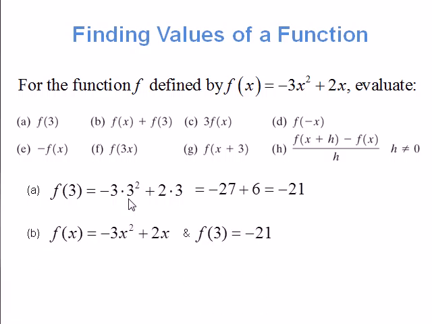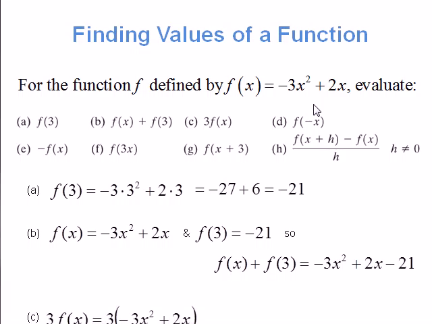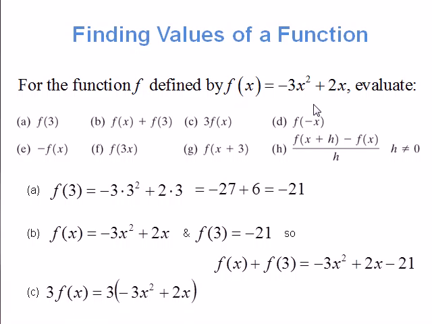For B, now we can use the work we just did, so we know that f of 3 equals -21, and f of x is exactly what we have up there. The end result, using properties we've talked about before, is that we just add these together and we get a nice quadratic: -3x squared plus 2x minus 21. Hooray for us. And now finally, C is when we're multiplying from the outside.